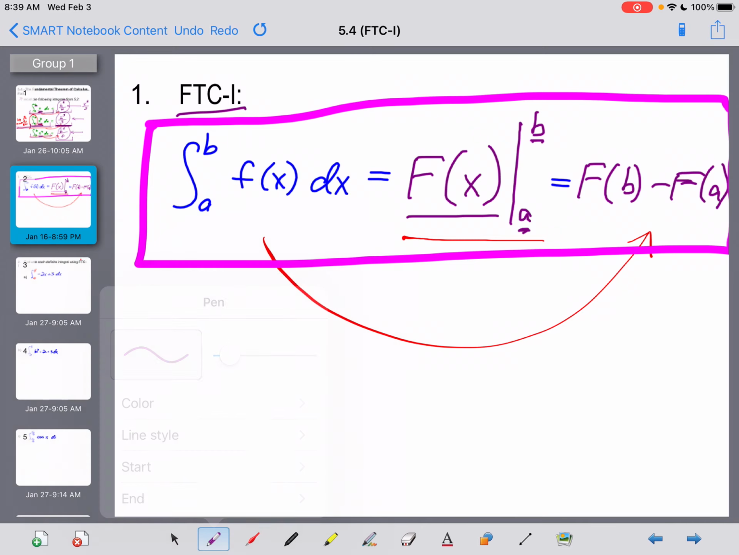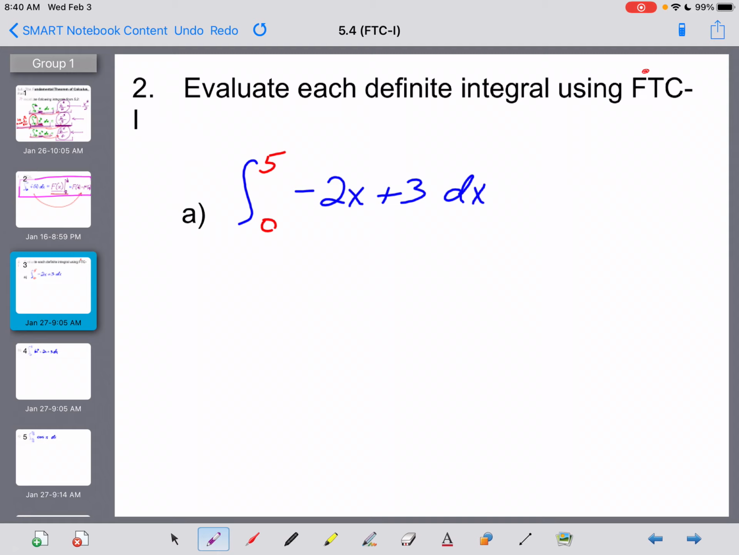Now, that's really the theoretical development right here of what's happening in 5.4. Let's start to look at this practically. Okay, and we're supposed to evaluate each definite integral using FTC Part 1. Poor spacing on my part.